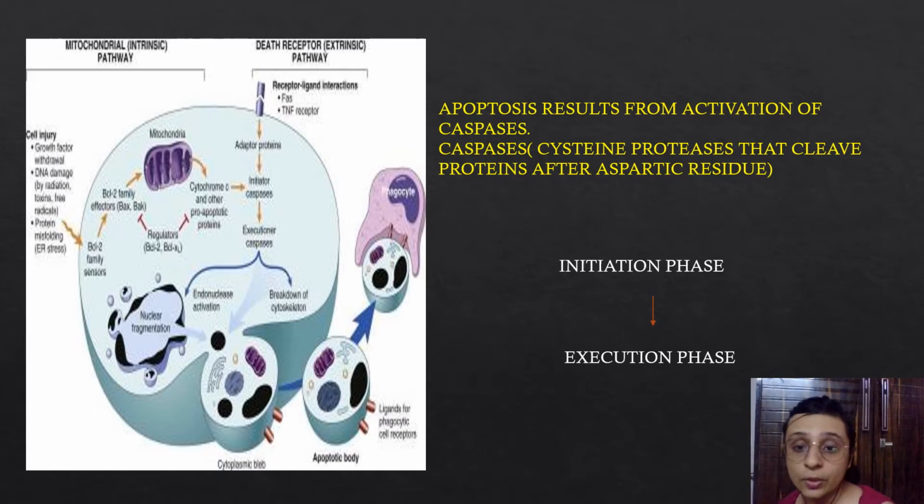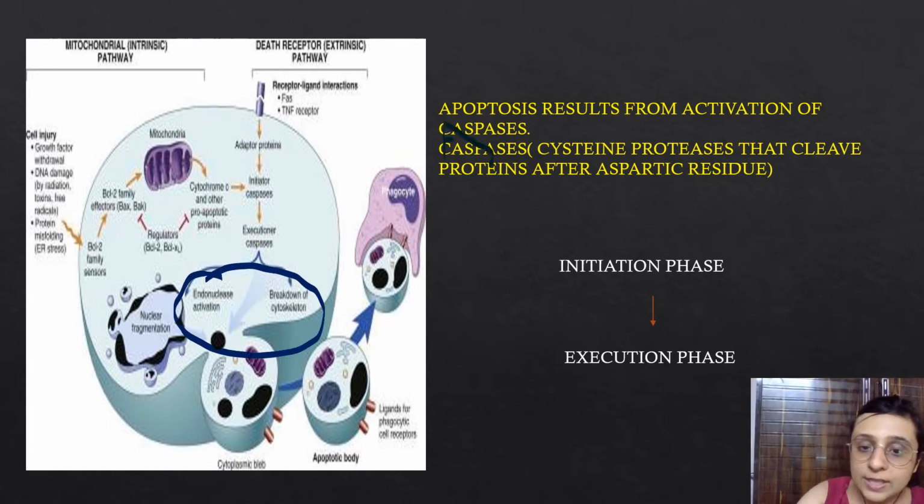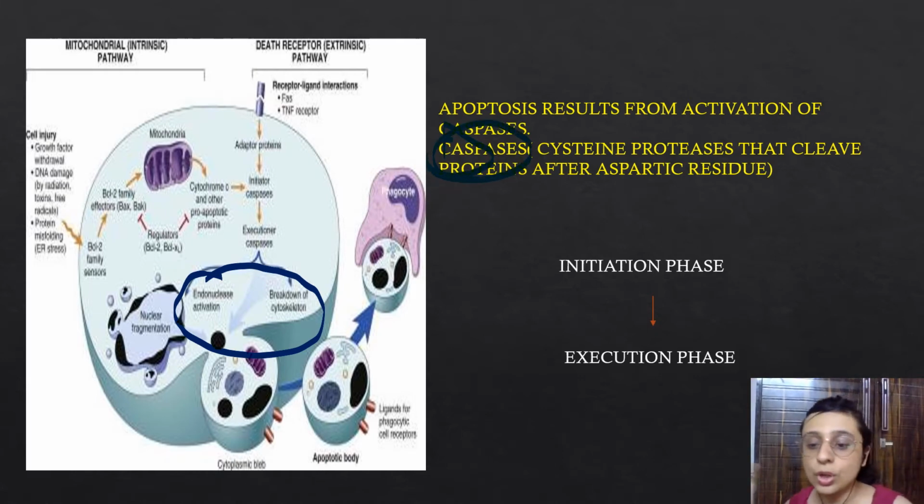Caspases are very important. Whatever the mechanism, whatever the pathway, finally it results in the activation of caspases, which further lead to the breakdown of the cytoskeleton, endonuclease activation, and fragmentation of the nucleus. Everything you see here occurs after caspase activation. So the role of caspases is very important. You should not forget that.